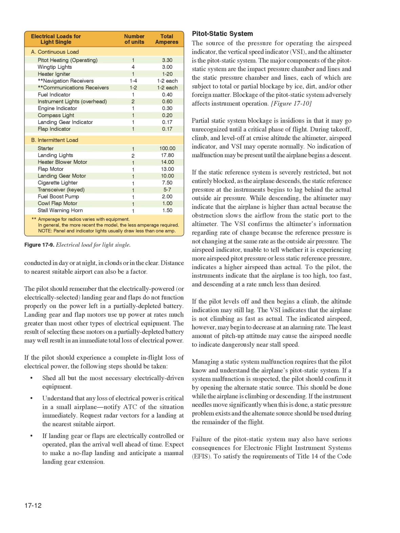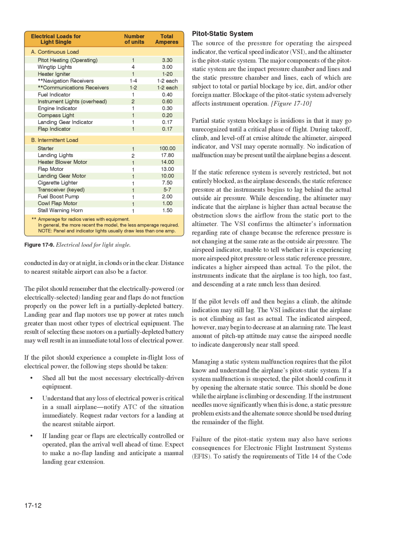Shed all but the most necessary electrically driven equipment. Understand that any loss of electrical power is critical in a small airplane. Notify ATC of the situation immediately. Request radar vectors for a landing at the nearest suitable airport. If landing gear or flaps are electrically controlled or operated, plan the arrival well ahead of time. Expect to make a no-flap landing and anticipate a manual landing gear extension.